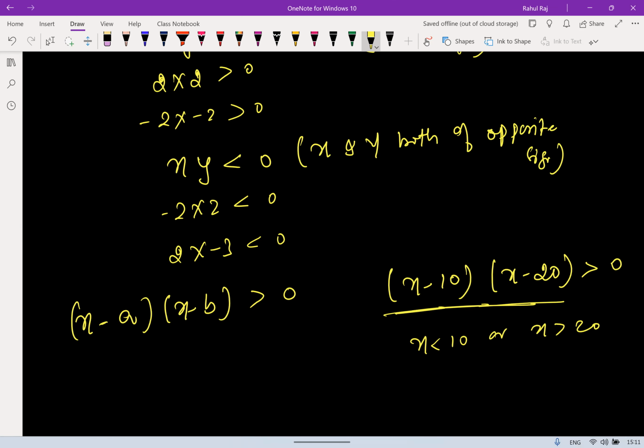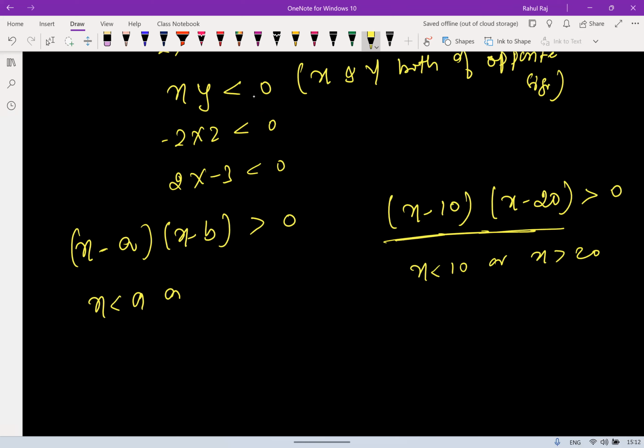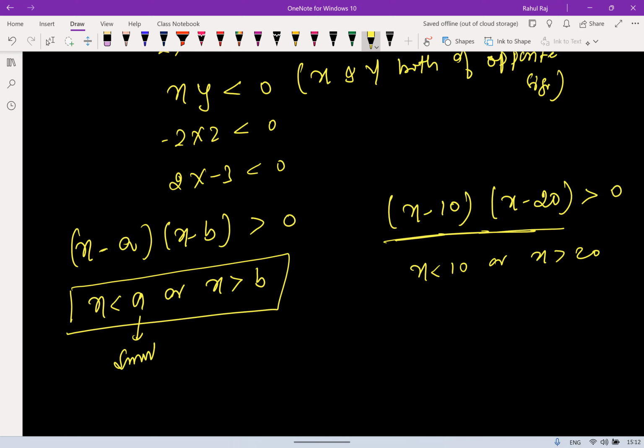So please understand, guys. Now, when I say x minus a into x minus b greater than 0, it simply means that x is either less than a or x is greater than b. I'll explain it to you. Please understand one thing for sure, this is no formula. Here a is always the smaller element and b is the bigger element. Simple, straightforward logic. When you say x minus a into x minus b greater than 0, it simply means x is less than a or x is greater than b. A is always a smaller element, b is a bigger element.